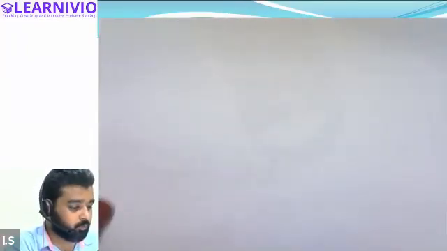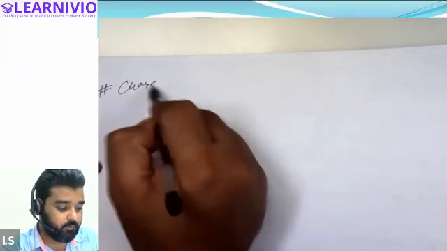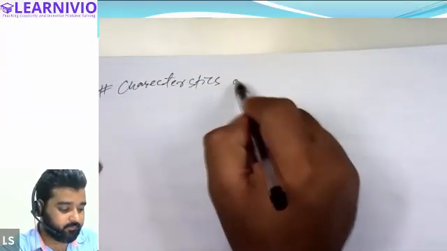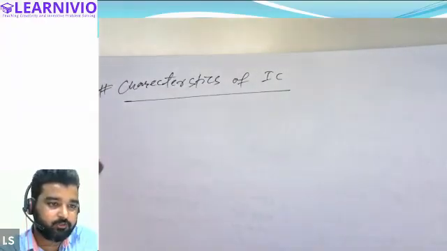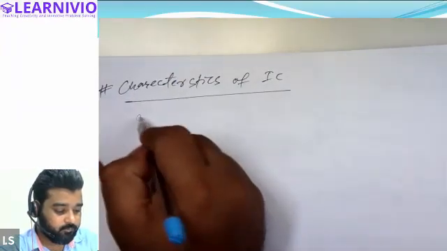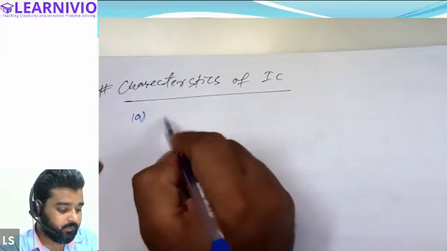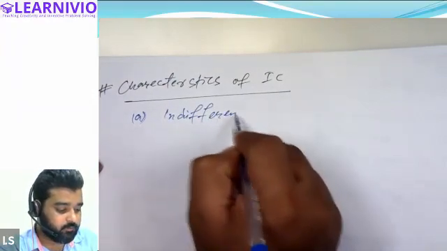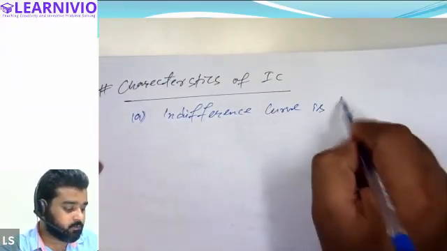Now there is one more topic that we need to cover in this lecture, that is characteristics of indifference curve. These are also easy. So there are 5 characteristics of indifference curve. First of all, the indifference curve is downward sloping.